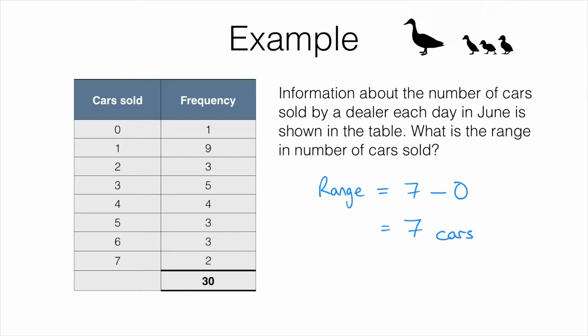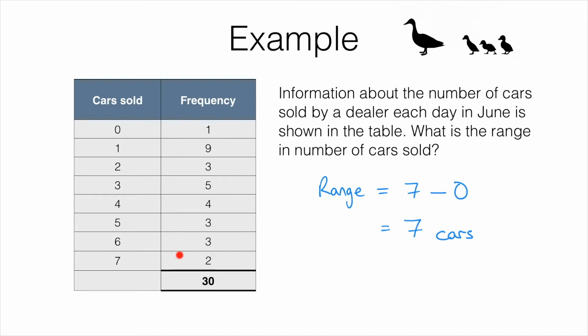Now, one mistake that students sometimes make is to look in the frequency column and to find the range of this set of numbers. But remember what this table actually represents. These are not part of our actual data set. We are interested in the number of cars sold each day, and the only numbers of cars sold were 0, 1, 2, 3, 4, 5, 6 or 7. These numbers here just tell us on how many days the dealer sold each of these numbers of cars.